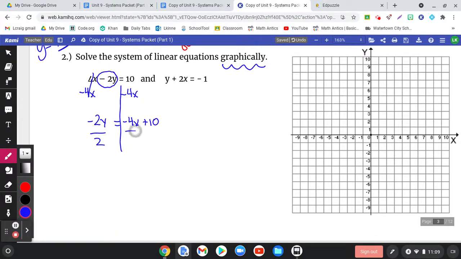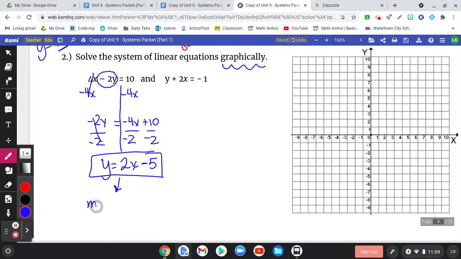Now we've got to divide everything by negative 2, so we're left with y equals positive 2x minus 5. And we're ready to graph, right? 2 is your slope. We'll use m just like we do in the equation. And b is your y-intercept, negative 5, which is where we start.